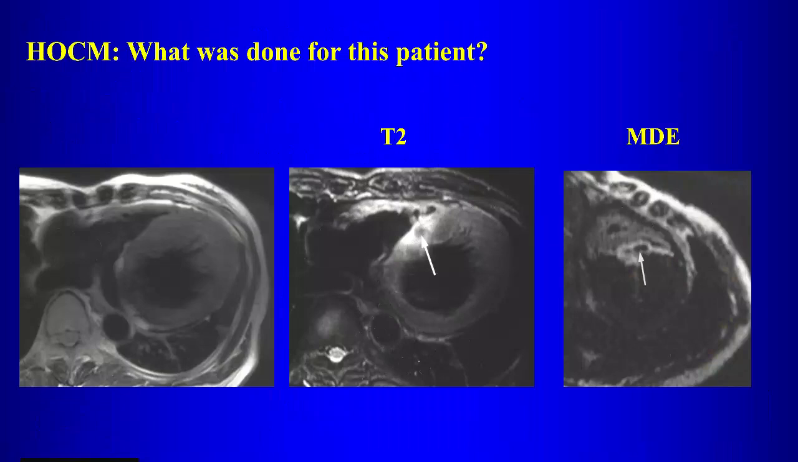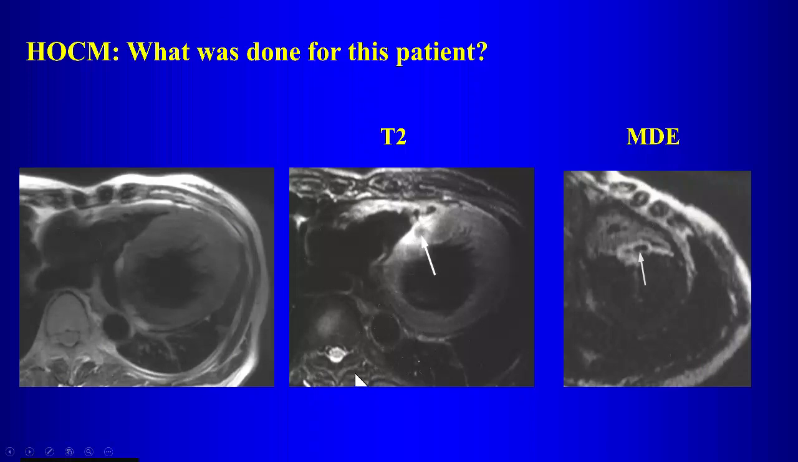T1 weighted image here, this is a T2 weighted image, this is myocardial delayed enhancement. So first, what are the findings here? And then what was done for this patient? So this patient underwent a procedure. What was the procedure? So first, what are the findings?